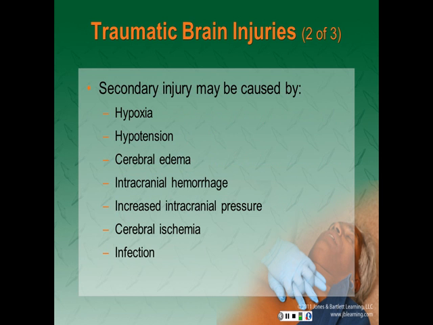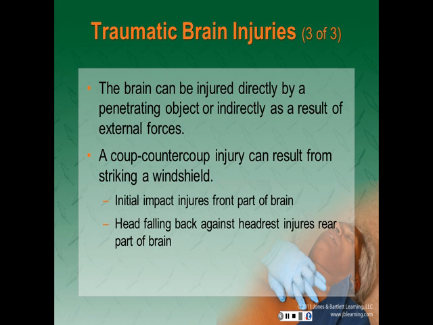Hypoxia and hypotension are the two most common causes of secondary brain injury. The brain can be injured directly by a penetrating object, such as a bullet, knife, or other sharp object, or indirectly as a result of external forces exerted on the skull. A coup-contrecoup injury can result from striking a windshield in a car crash. The initial impact injures the front part of the brain, then the head falling back against the headrest injures the rear part of the brain.